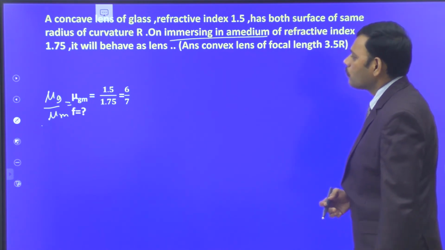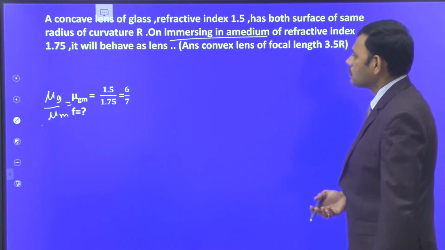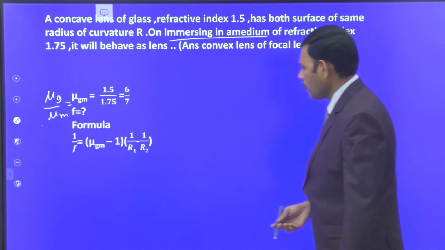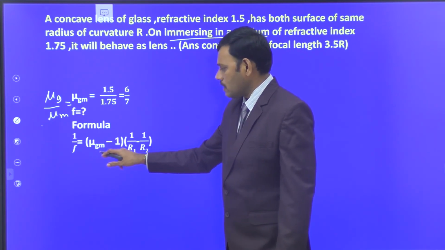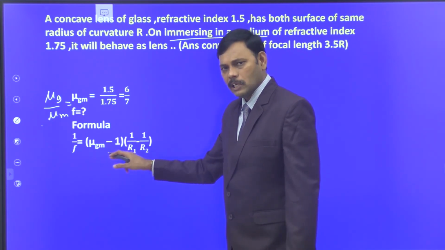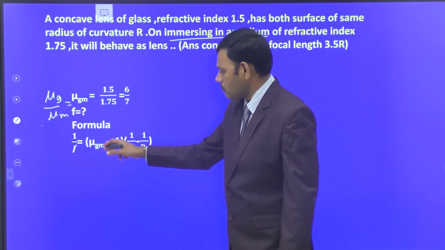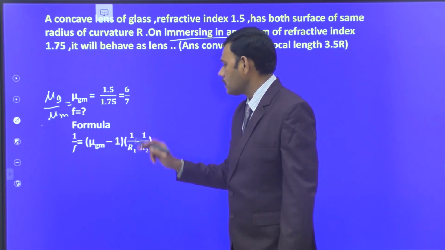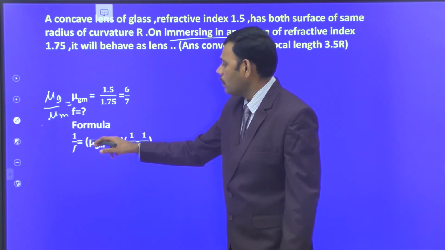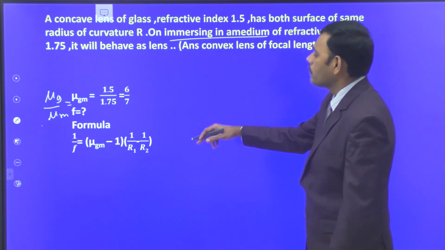And what is the focal length when it is kept like that? So the lens maker's formula is, if any lens made up of glass is kept in a surrounding medium, having refractive index of glass with respect to medium mu gm, then the focal length and this refractive index and radius of curvature are related by this formula: 1 by f is equal to mu gm minus 1 into 1 by R1 minus 1 by R2.